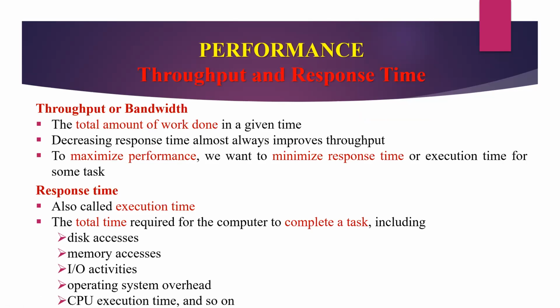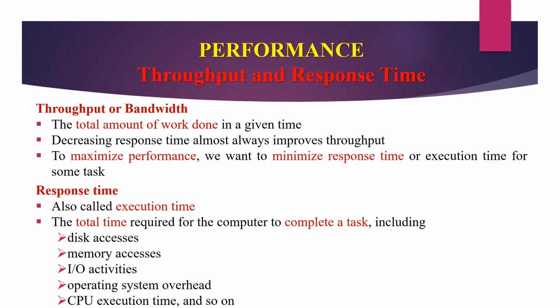So what is throughput? Throughput is also called bandwidth. What is bandwidth? Suppose you have an internet connection in your system, whatever that internet speed is, like 1 Gbps, 1 gigabit per second. That is called your internet bandwidth. What is the meaning? Per second, you are able to upload or download 1 gigabit of data. That is called bandwidth. So the simple definition of throughput is the total amount of work done in a specified time. That is called throughput.